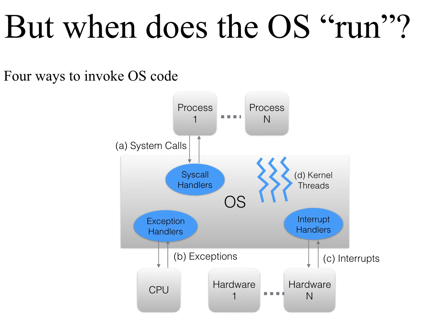The other common reason why OS code would execute is because of hardware interrupts. So this is interesting, that hardware can actually invoke OS code. And how can it do that? By sending interrupts to the CPU.